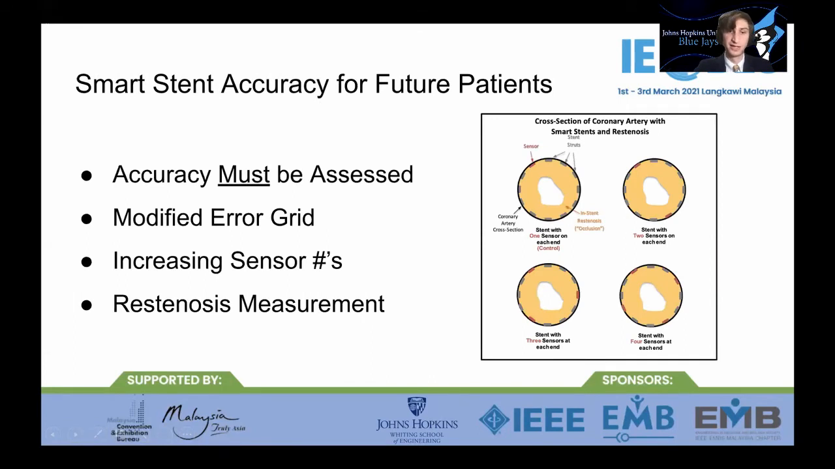So what this means is that before smart stents can be put in patients, the accuracy must be assessed to ensure that proper readings are given to the patient and doctor. And this can be tested with the modified error grid analysis I developed. Future smart stents should consider adding more sensors to increase the accuracy and protect against problems during the crimping process. And future smart stents should consider the restenosis measurement method, and this could also be tested in animal models in the future.